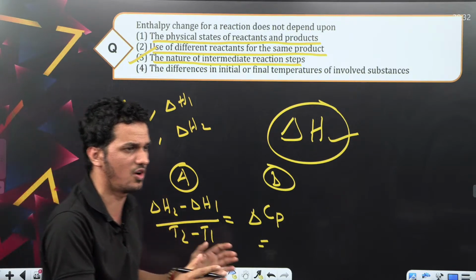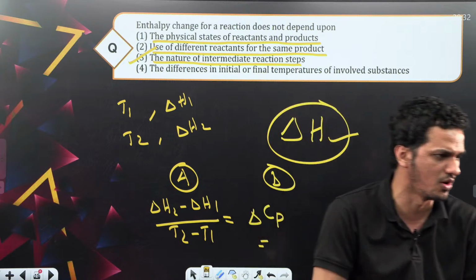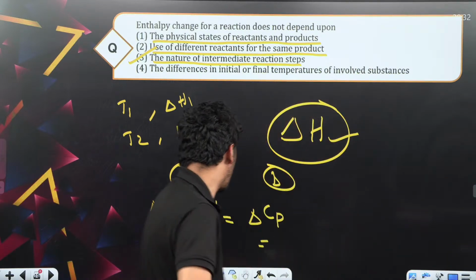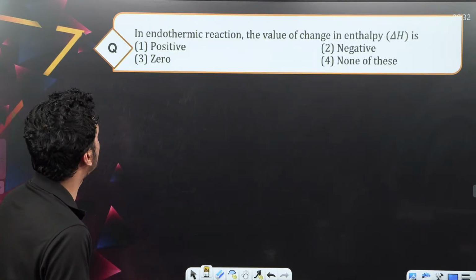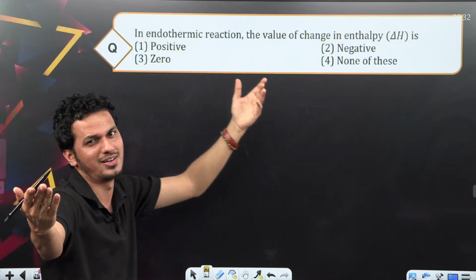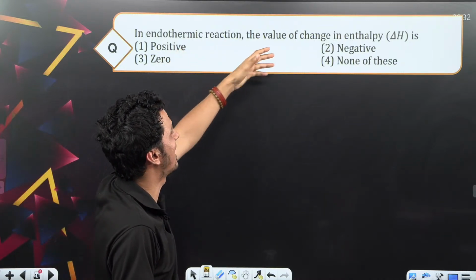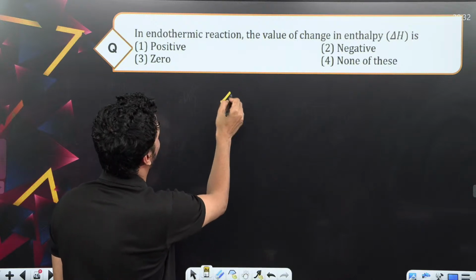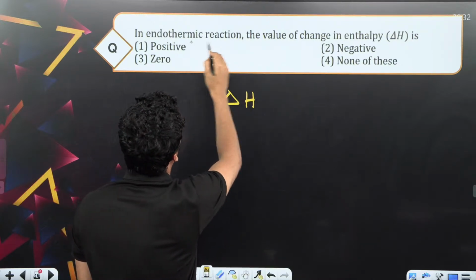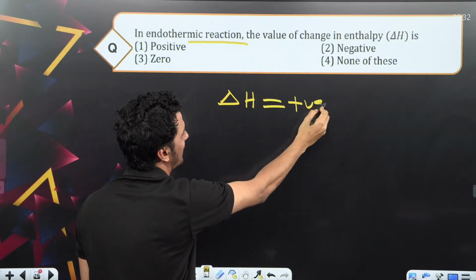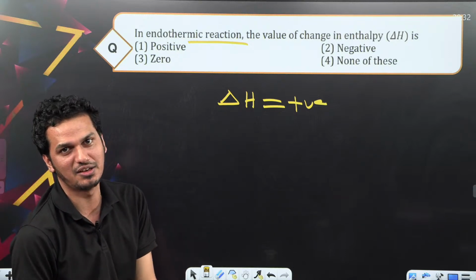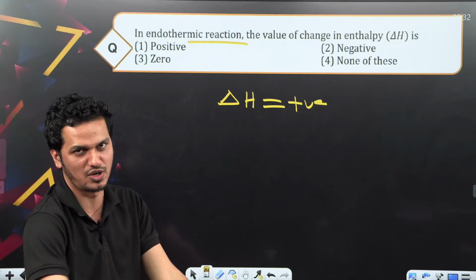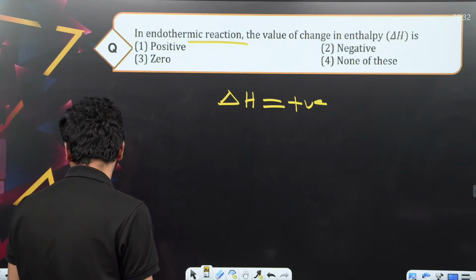I hope we discussed that idea in the class thermodynamics. Okay, we can move to the next question. It's a simple one. In an endothermic reaction, the value of change in enthalpy, delta H, is positive. For exothermic, it is negative. For a thermoneutral reaction, it is 0. So we can move to the next one.